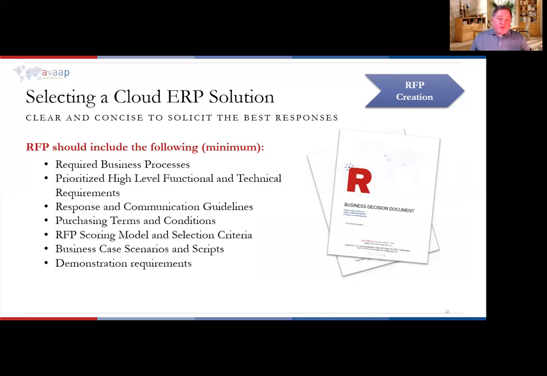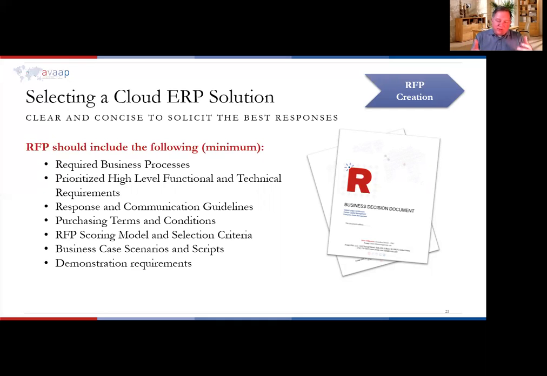The next thing, RFP creation. Again, that alignment, you've done your business case. Now you need to create this RFP that's going to go out to the vendors. And again, I've seen so many RFPs, and we've replied to RFPs that were very poorly written. There's some good ones out there, but there's some really bad ones too. And the quality of your RFP is going to dictate, in some cases, the quality of the proposal you receive. And let me give an example in the cloud ERP space.